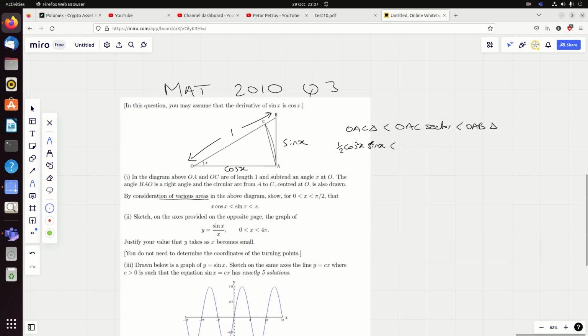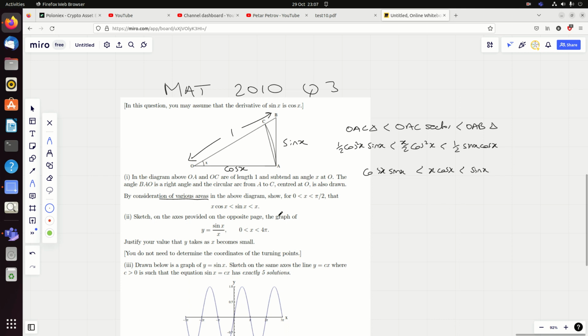okay, OAC is a sector, that's a half r squared theta. So it's going to be a half cos squared again, but theta is x in this case, so we'll put a little x up there. And the right angled triangle is obviously a half sine x cos x. And you'll see straight away that from all three of these we can get rid of a cos and we can get rid of half. So we get cos x sine x is less than x cos x, which is less than sine x.